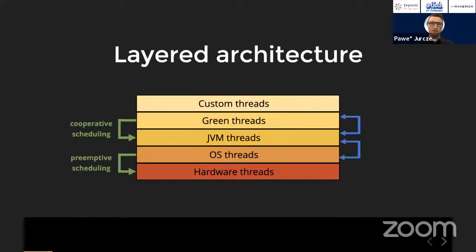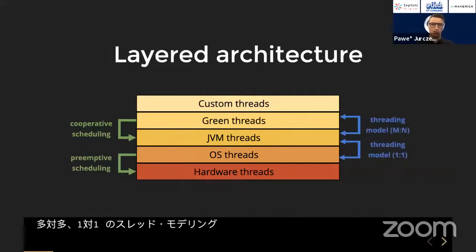The second term describes what is the relation between threads on the neighboring layers. And this concept is called a threading model. And we have three main threading models. The first one, which is called one-to-one, is a model where each thread from the higher layer will have its counterpart on the layer that is directly below. And this is the model that we have between the JVM threads and operating system threads, which means that if we create 10 JVM threads, we will also have 10 underlying operating system threads.